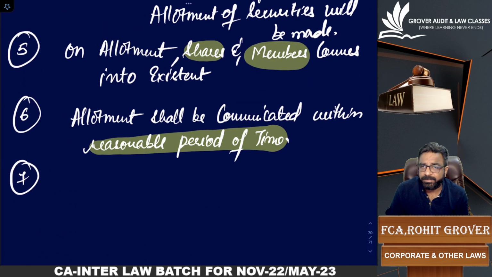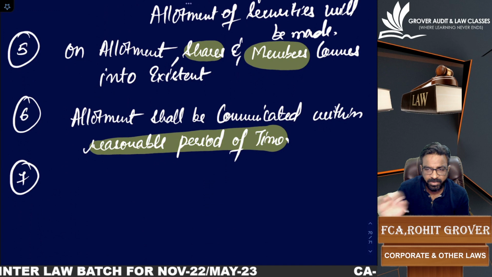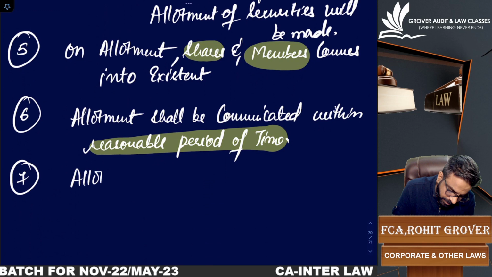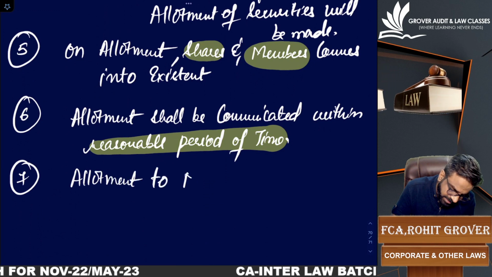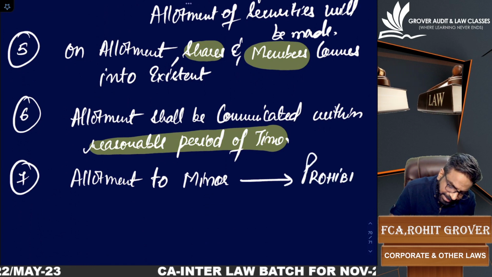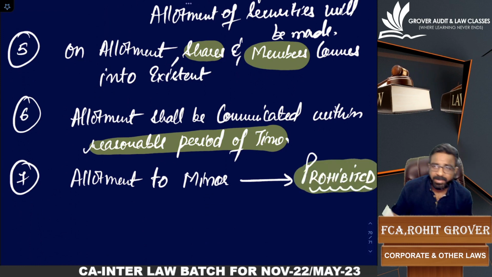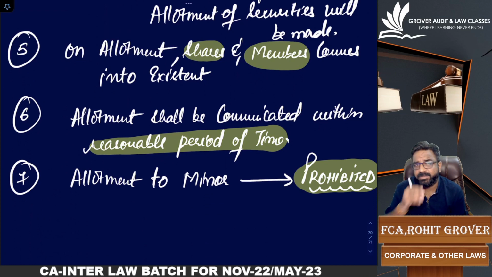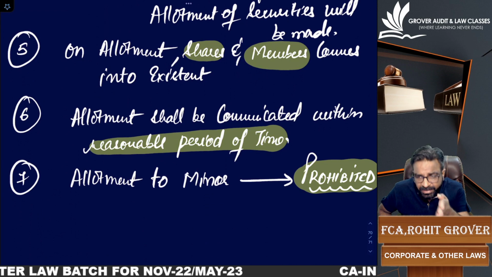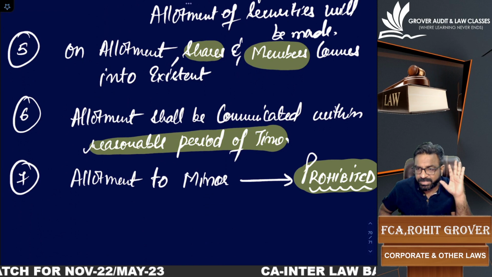Sir, point number 7. Tell me, who does the allotment? The board of directors or a committee authorized by the board. Is anybody else allowed or not allowed? No, sir, not allowed. Acha, tell me, is allotment to a minor allowed or prohibited? Prohibited. Direct allotment to a minor is not allowed. It is prohibited. But I am not saying that a minor can't become a member. A minor can become a member via transfer or transmission of shares. But is direct allotment to a minor allowed or prohibited? Prohibited. Crystal clear, everyone? Yes or no?